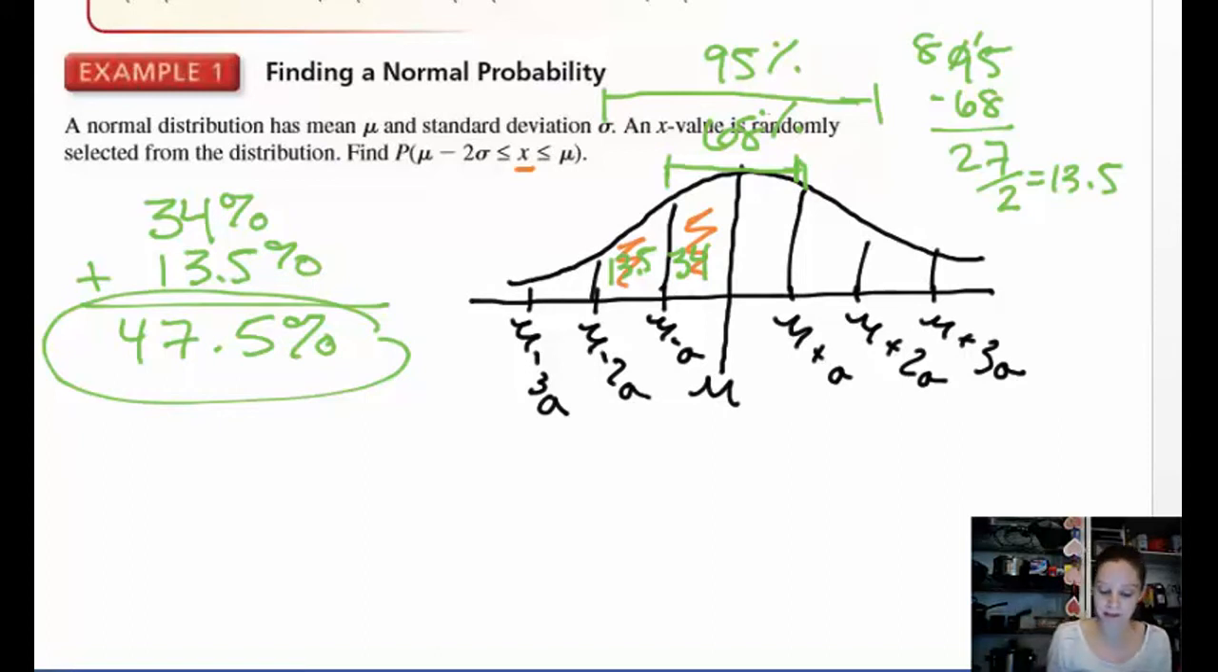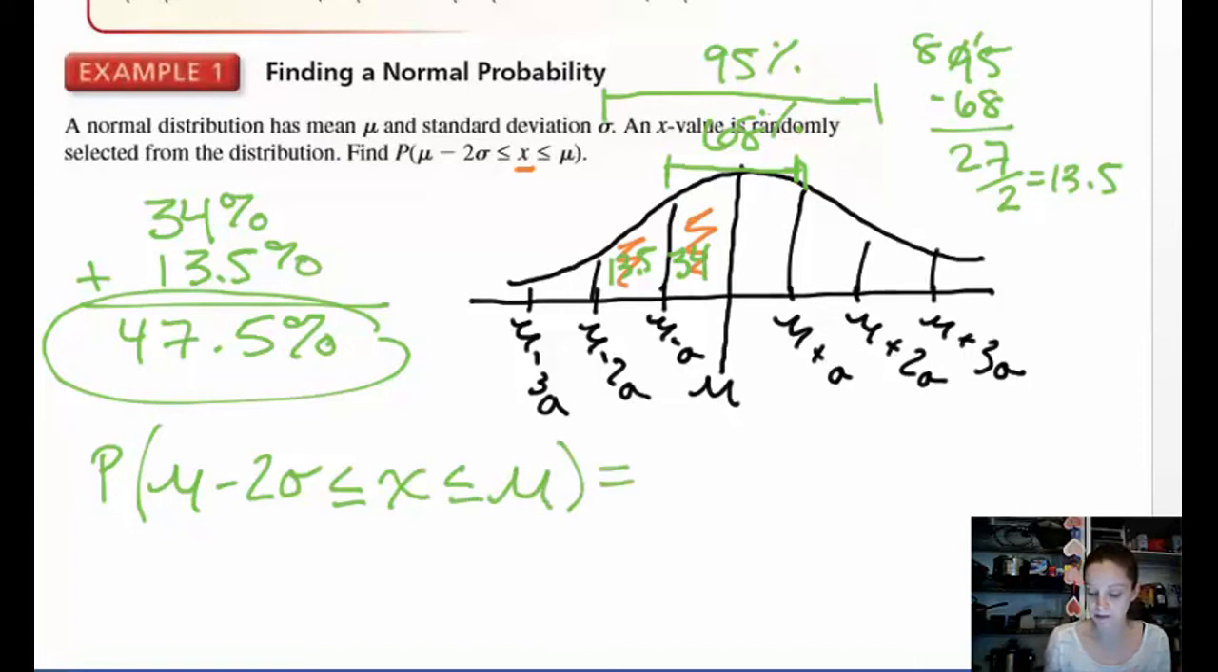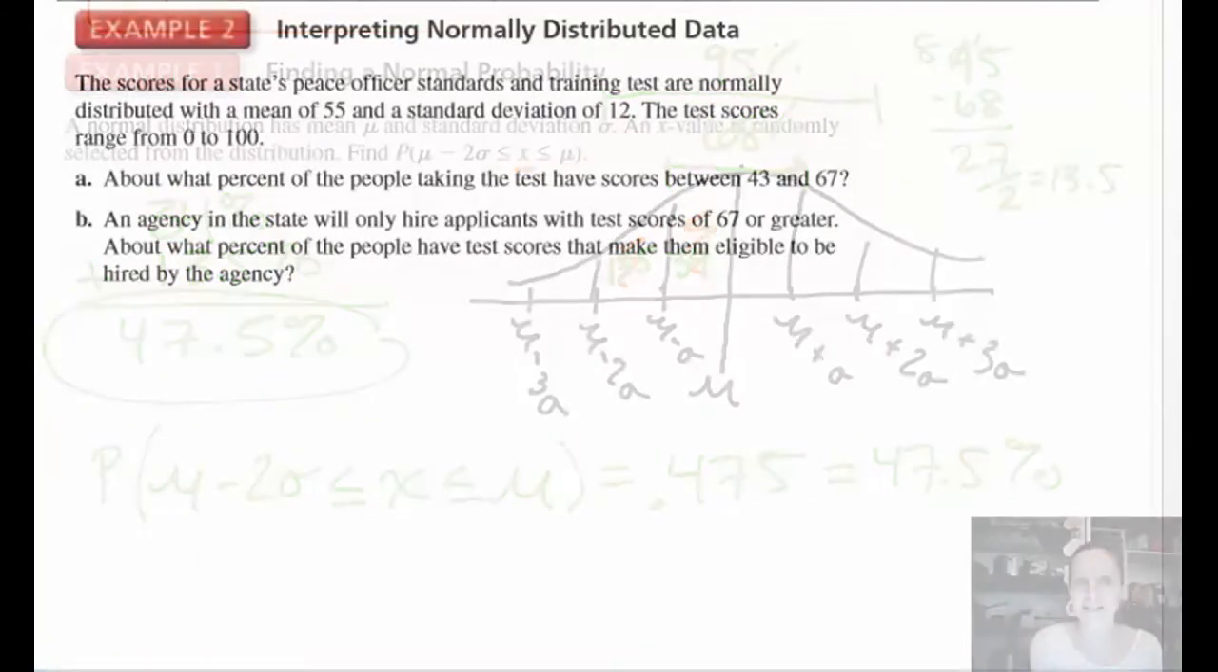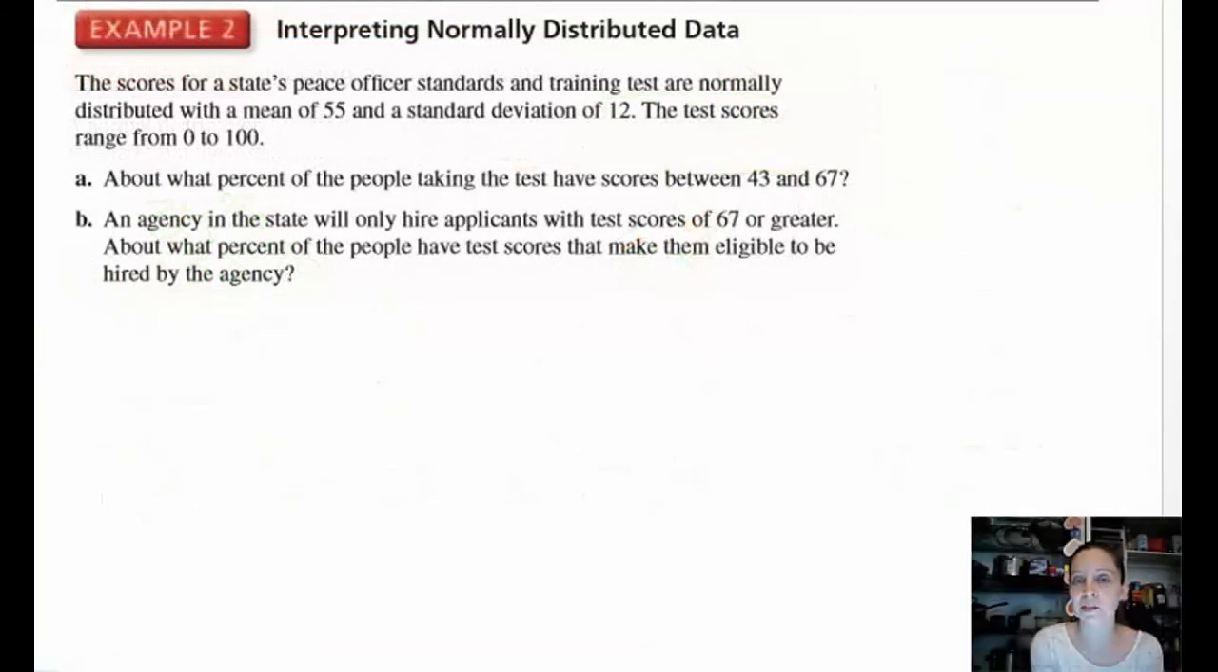In other words, the probability that x is between mu minus 2 sigma and mu is 0.475 which is equal to 47.5% of the data. Example 2, interpreting normally distributed data.